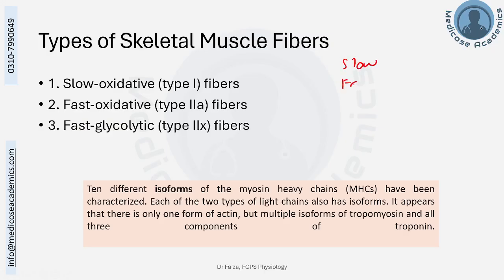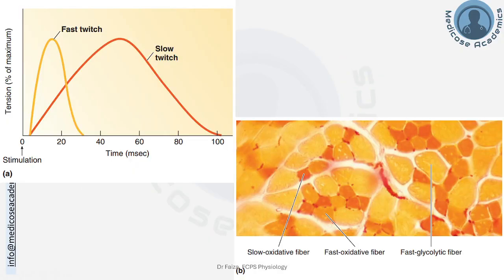Fast fibers are further of two types, fast oxidative and fast glycolytic, and there is another nomenclature used for them: type 1, type 2A, and type 2X. Now, how are these types produced? Because of the different isoforms of the myosin heavy chains, the muscle fibers may vary into these three different types. Now, we will compare these three different types.